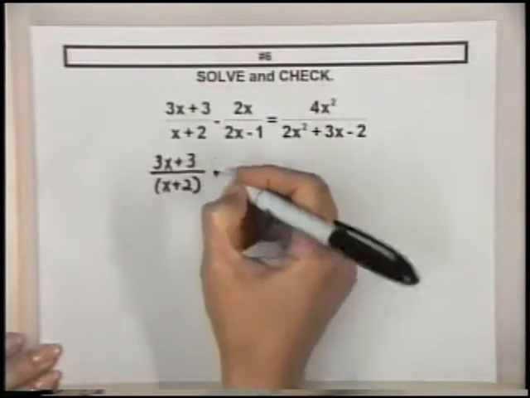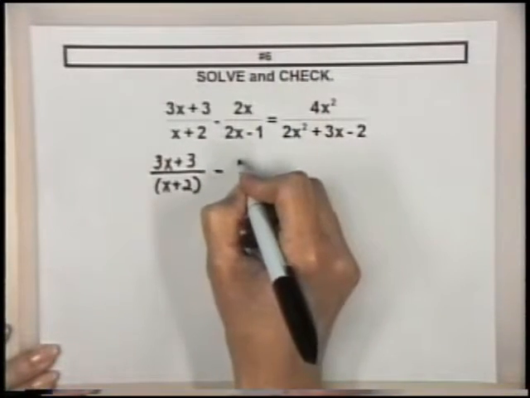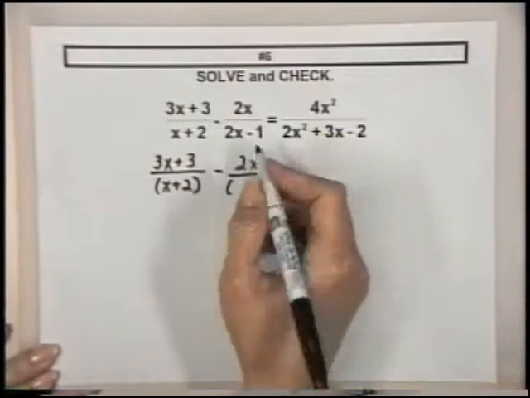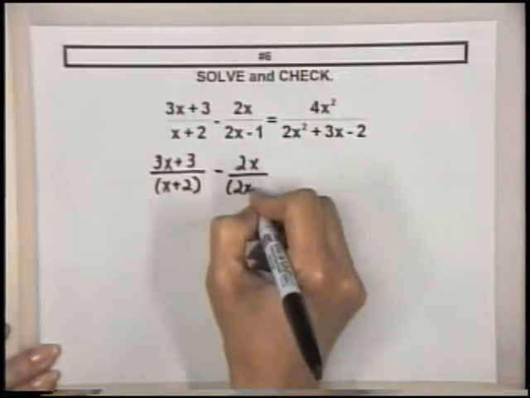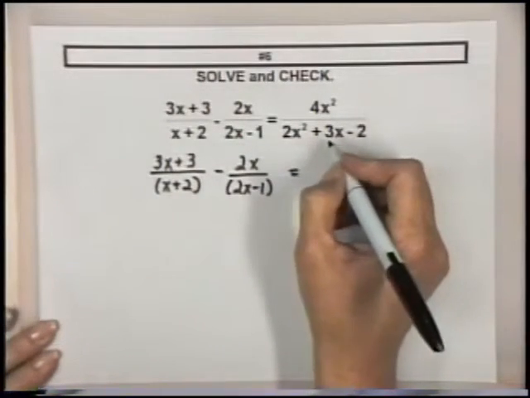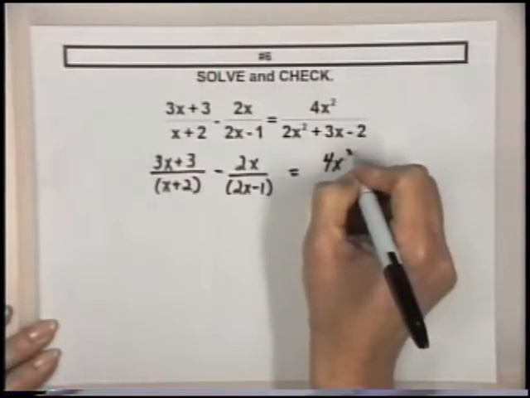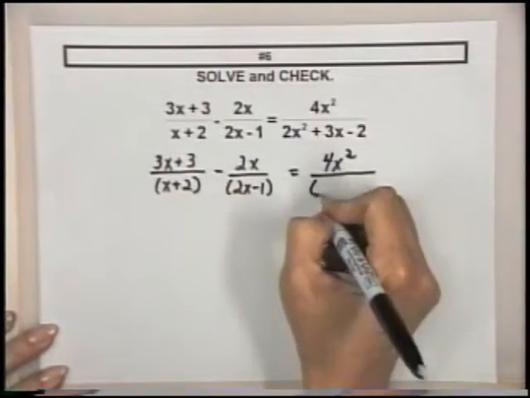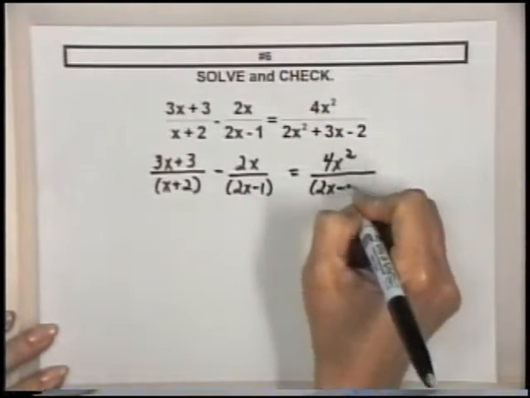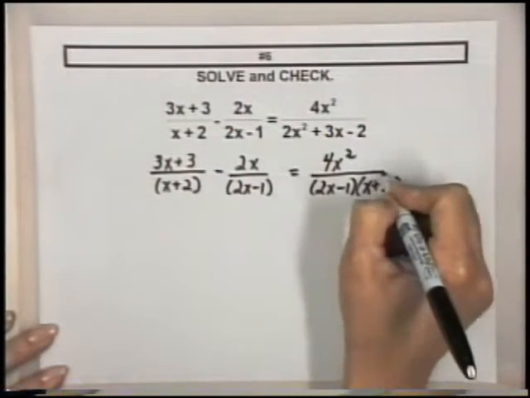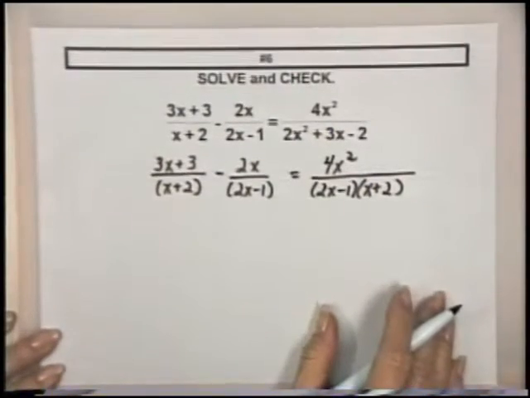For my first denominator, I will have a factor of x plus 2. For my second fraction, I will have the 2x over, and the factor in the denominator is 2x minus 1. On the other side of the equation, I have my 4x squared, and when I factor my trinomial denominator, it factors into 2x minus 1 times x plus 2.